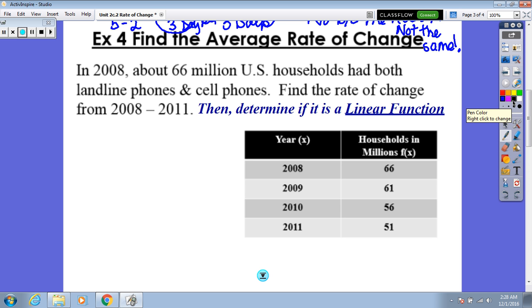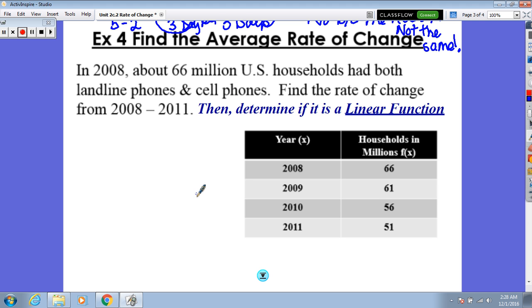Find the average rate of change. Alright, so once again, I hope that you guys actually did this yourselves so that you can make sure that you understood how to do this. So in 2008, about 66 million U.S. households had both landline phones and cell phones. Let's find the rate of change from 2008 to 2011. So we're not going to use all these points, okay? We're only going to use the ones that they gave us. They said use the year 2008 and 2011. So these are the 2 points that we're using.